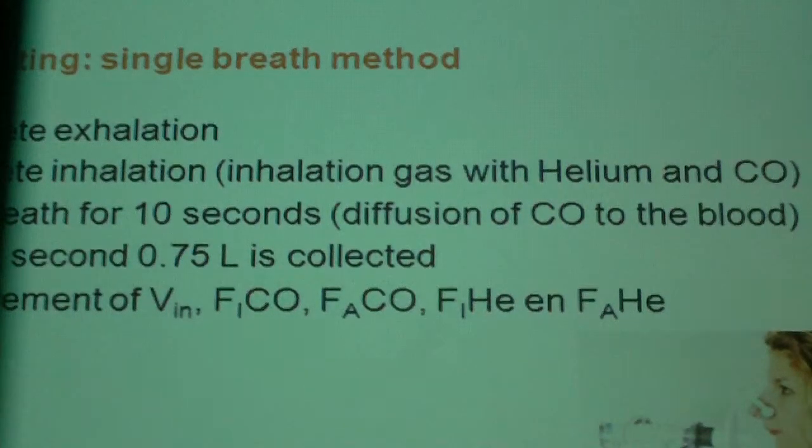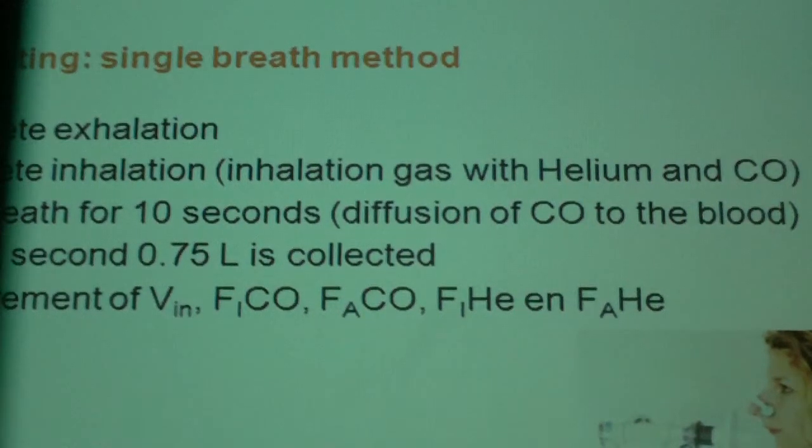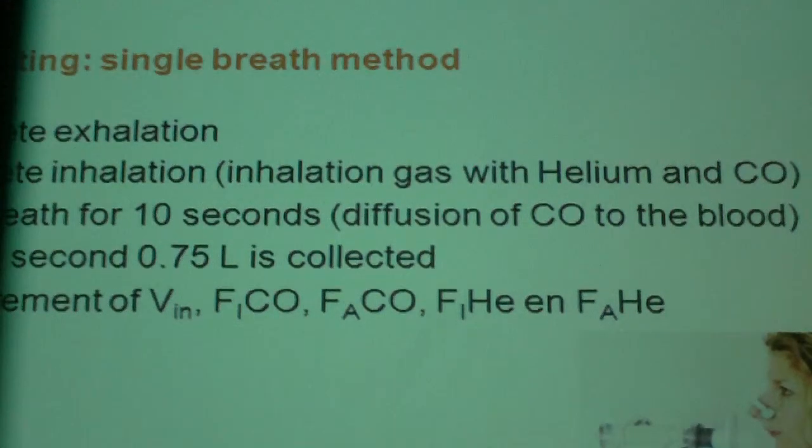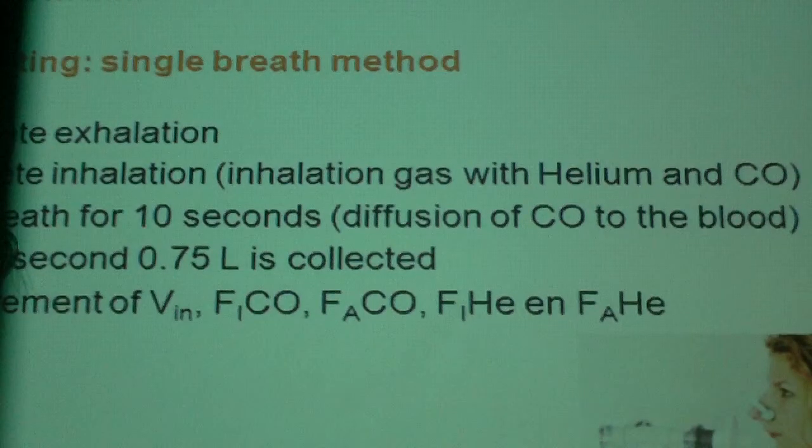That's also a test we can do in the lung function laboratory. The patient does a complete exhalation, and then he inhales a single breath with a mixture of gas containing helium and carbon monoxide. Then we collect the exhaled air of the patient, and by measuring the content of helium, carbon monoxide and the other gases, we can calculate what the diffusion of the carbon monoxide is.